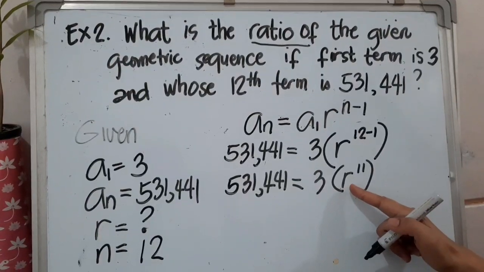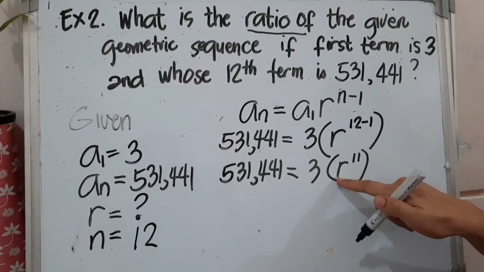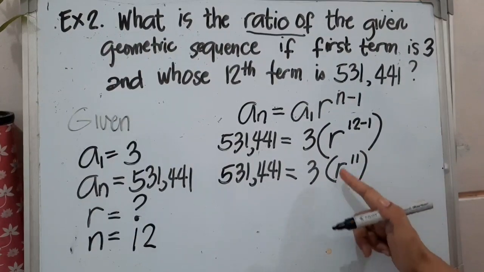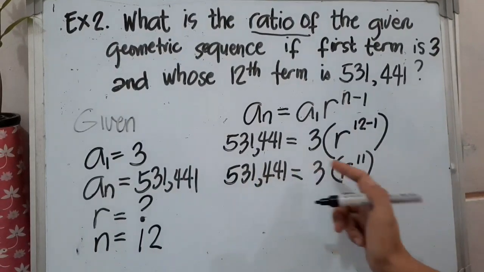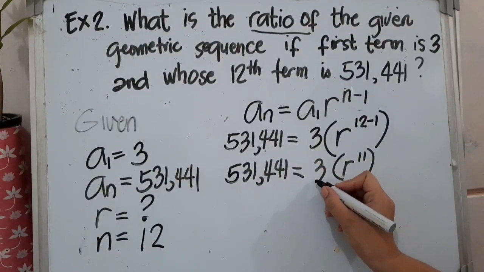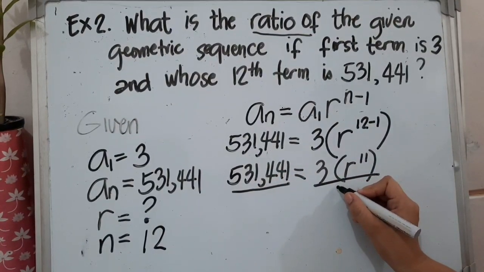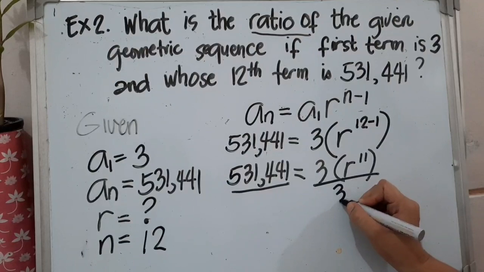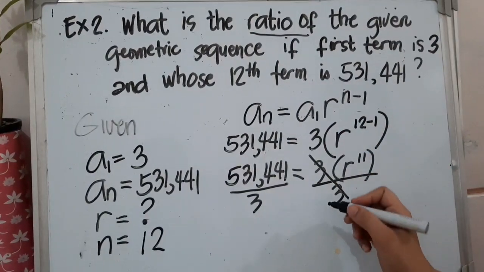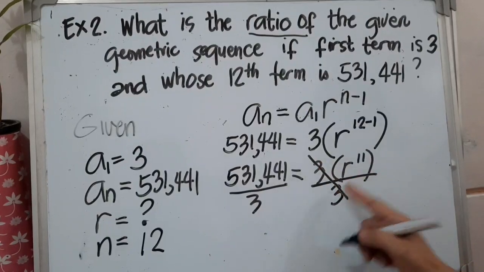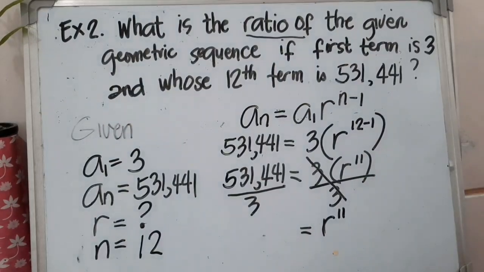If you are going to look at this one, our unknown variable is r. So we have to solve for r. So there should be no numerical coefficients of r. If you're going to notice, we have 3. So how are we going to eliminate 3? We are going to use the division property of equality, wherein we divide both sides by 3. So this 3 here will be eliminated because 3 divided by 3 is 1. So what's left here is only r raised to the power of 11.